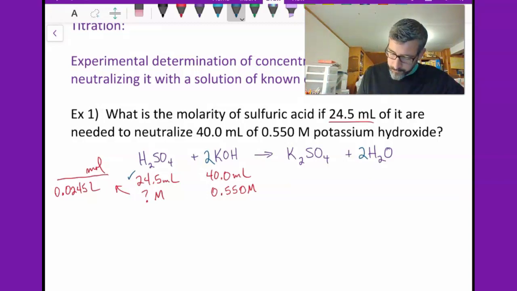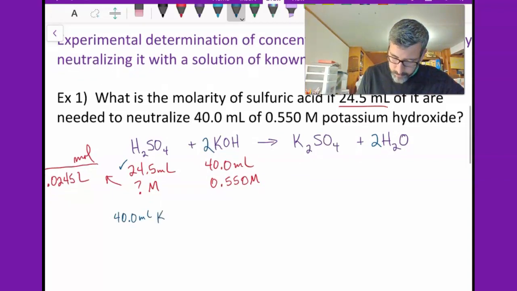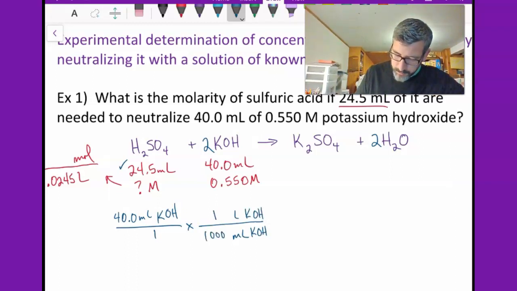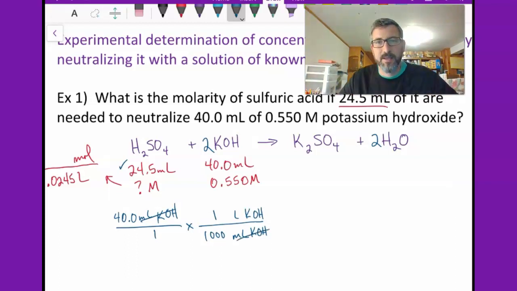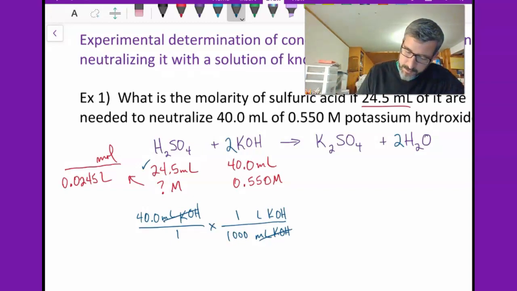of. So in this case, we know that we have 40 milliliters of KOH. All right, so that is going to go over 1. And then I'm going to go from milliliters to liters, and that's 1 over 1,000. The reason I'm doing that is because the next step is going to be to take it to moles. Because in order for me to get to moles of H2SO4, I guess I should have planned the problem out before I started. Let me do that up above.